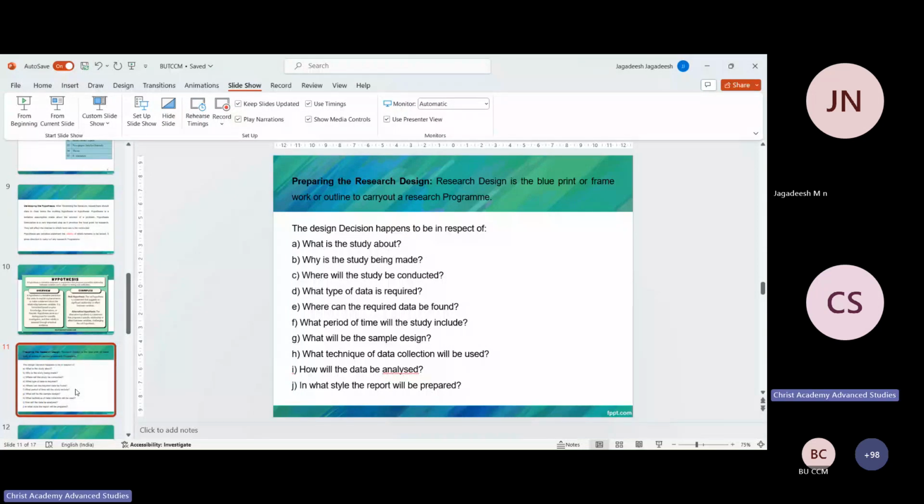Say, for example, if we are traveling somewhere and we don't know the location, we use Google Map. Google Map will help us with the further direction to reach that particular destination. The same way, research design helps the researcher to follow certain steps in the research process.